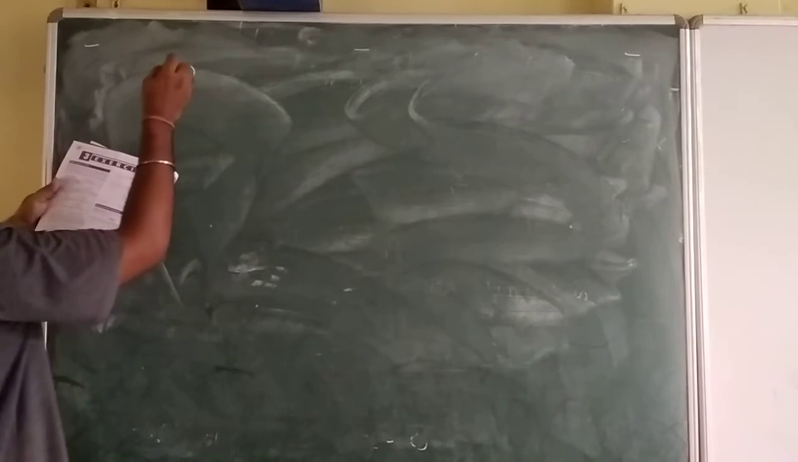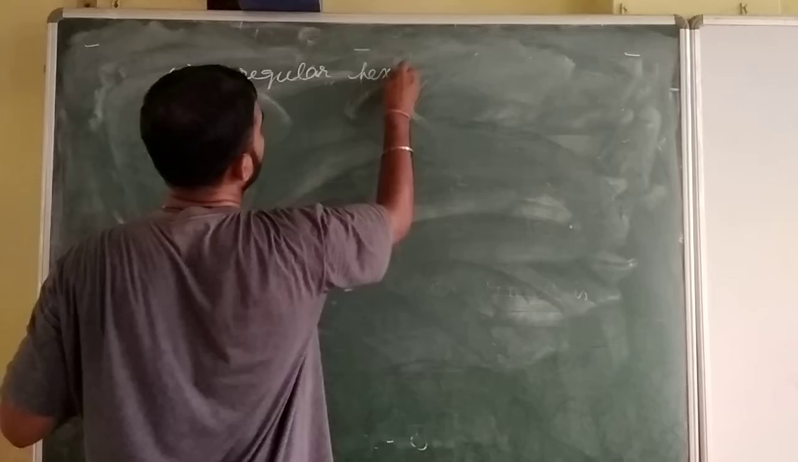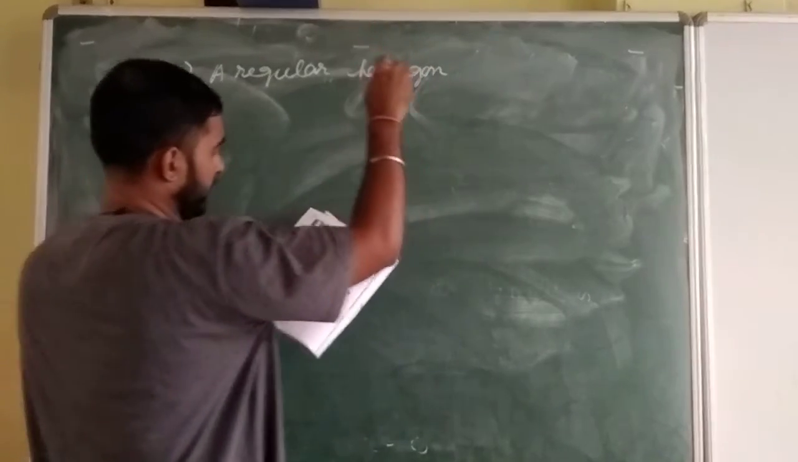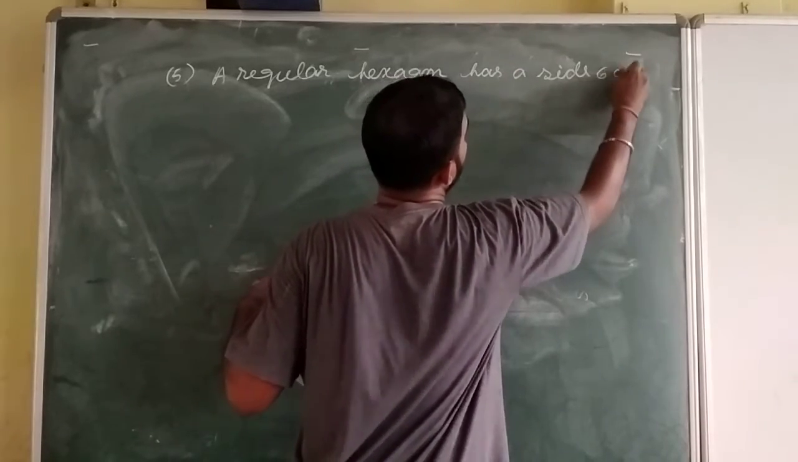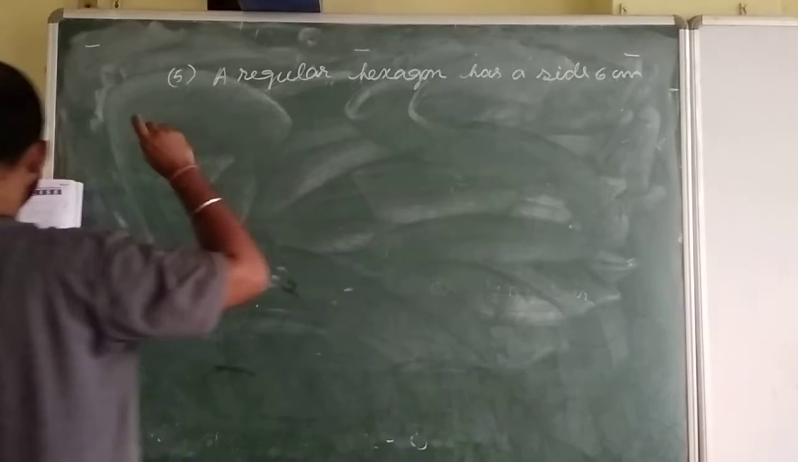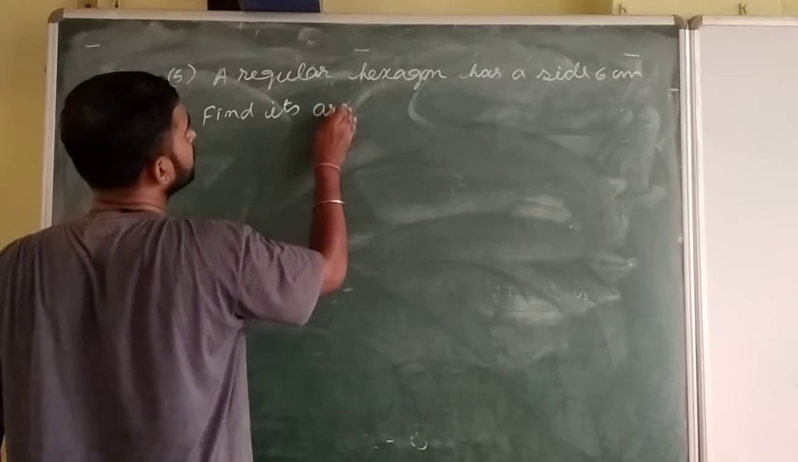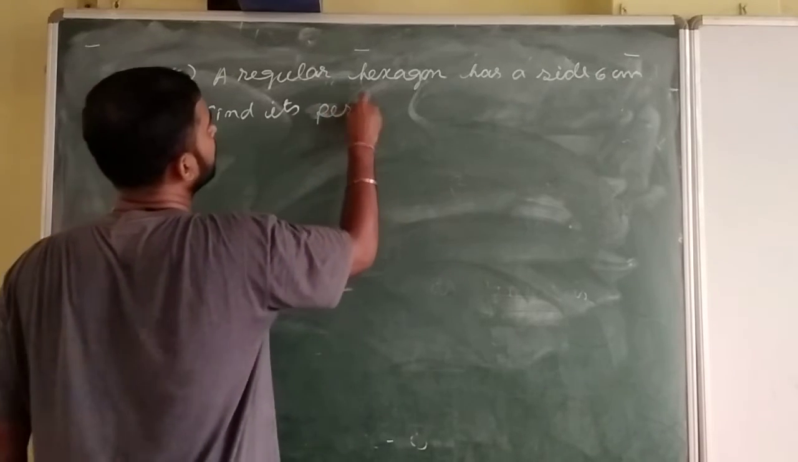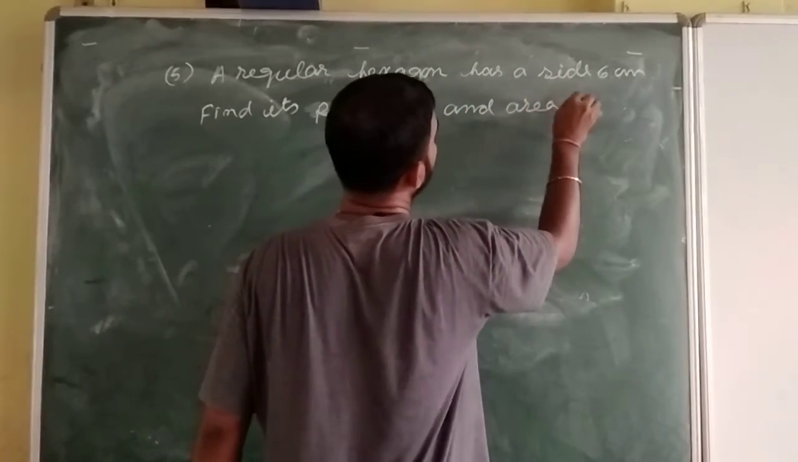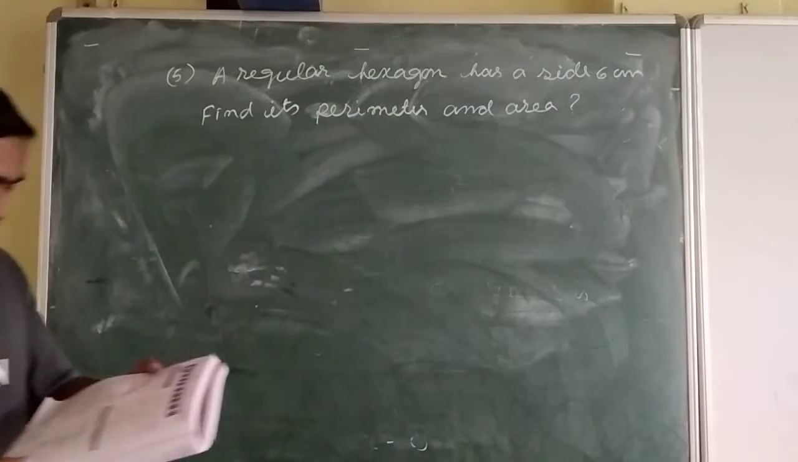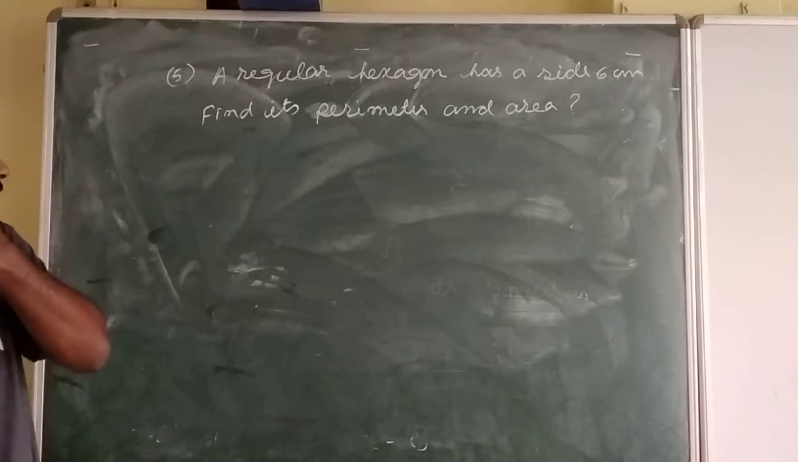Now question number 5. A regular hexagon has a side of 6 centimeter. Find its perimeter and area. Yes, this is the question. A regular hexagon has a side 6 cm. Find its perimeter and area.